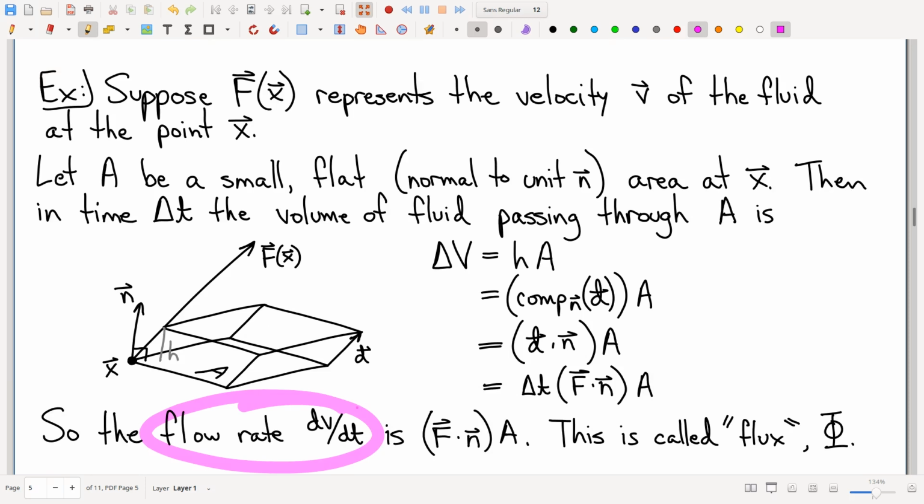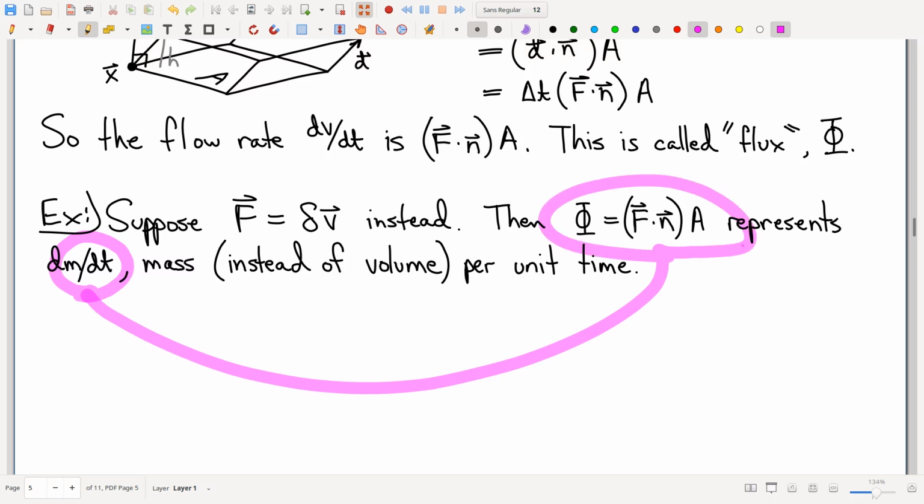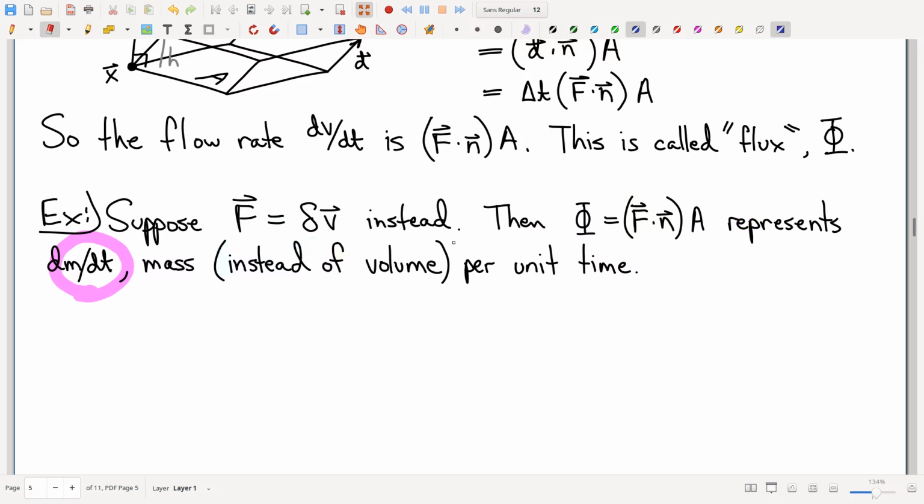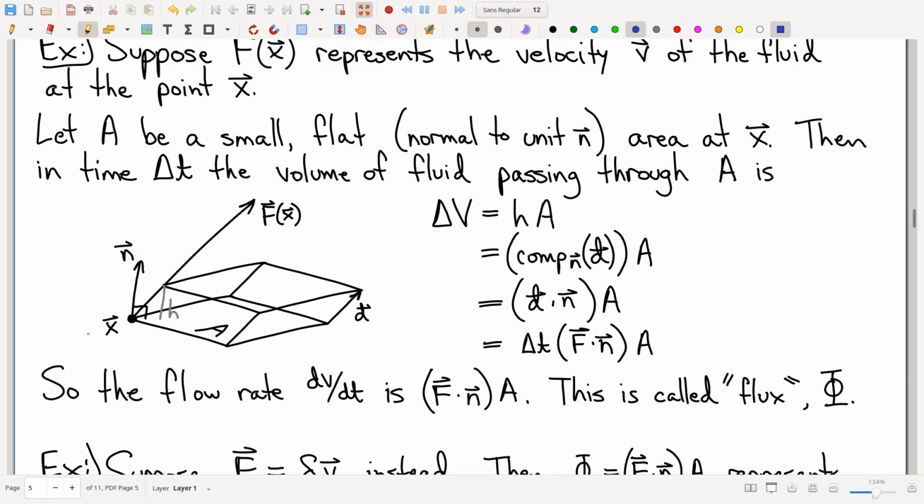On the other hand, sometimes, pretty believably, I think, what you need is mass per unit time. You don't care about volume. I need to know mass per unit time. In which case, you can make that happen. You can make flux represent mass per unit time. You do so just by having the vector field be density times velocity. Sorry. Okay. Nice exercise. Again, stick very closely to what I did here. Minor tweaks only.